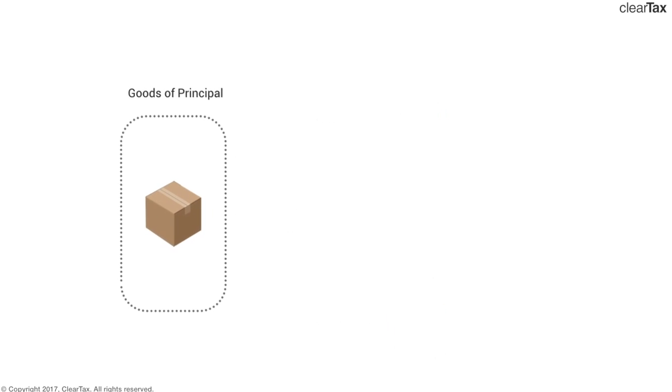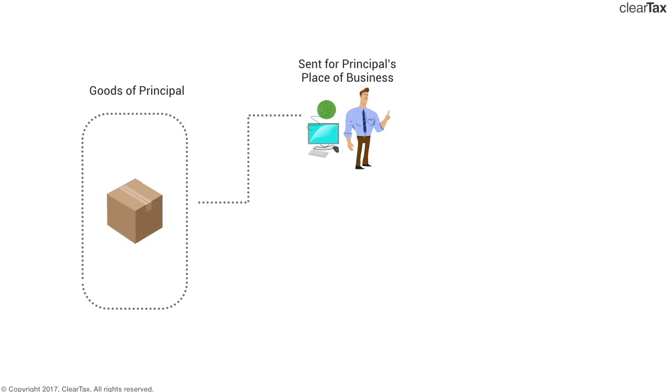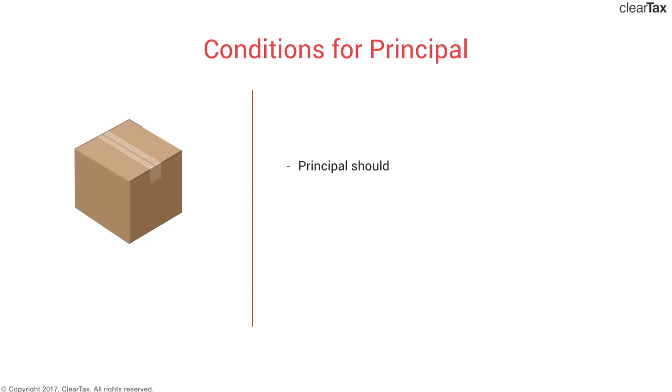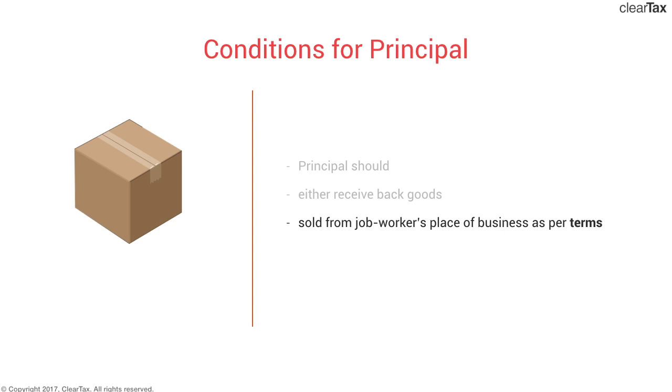There could be two ways in which the job worker receives these goods. It is sent from the principal's place of business, or it could be sent directly. In both these situations, input tax credit is allowed, and the conditions for both these are the same. What are these conditions? The principal should either receive these goods back from the job worker, or he should have supplied it, sold it from the job worker's place of business as per certain terms and conditions within a fixed period of time. So this is the condition.